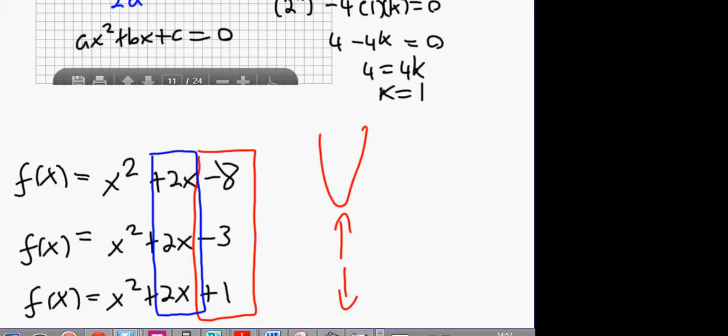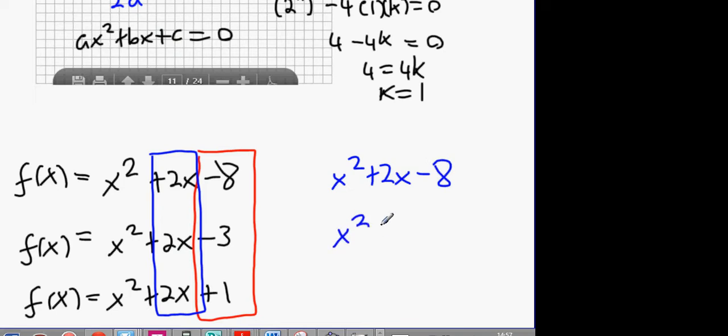We'll find out. Okay, so guys, this time I'm going to draw x squared plus 2x minus 8. Then I'm going to draw x squared plus 4x minus 8. And then I'm going to draw x squared plus, minus 2x minus 8. And we're going to see what happens. Does it shift left? Does it shift right? We'll find out. Okay, so let's find out.